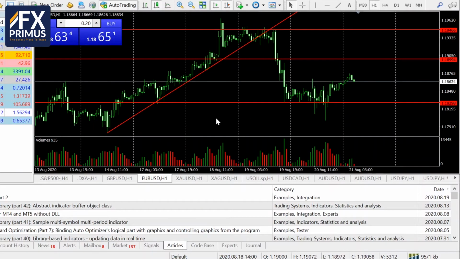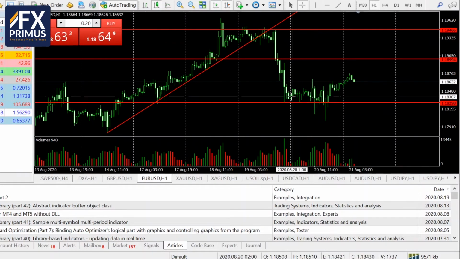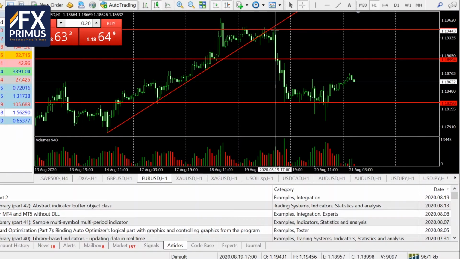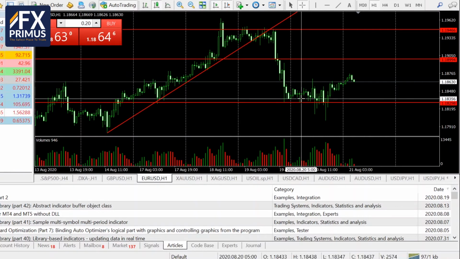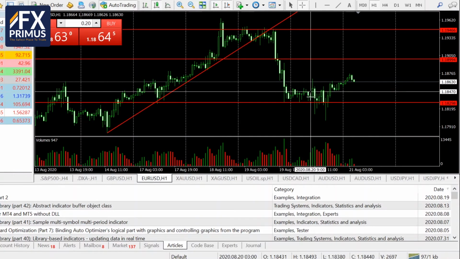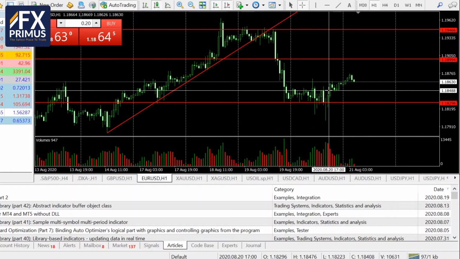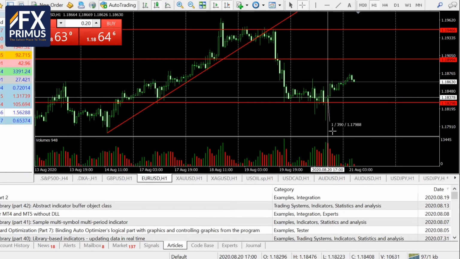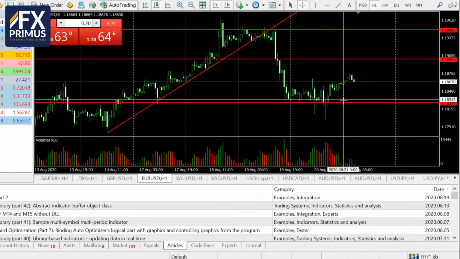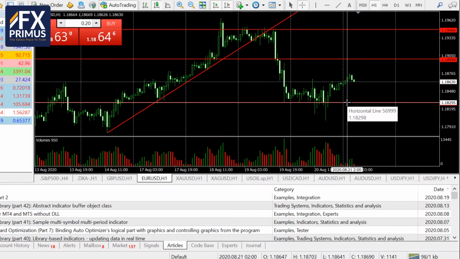Looking at the euro dollar now, the euro dollar was again mostly consolidating after Wednesday's major drop of about 115 pips, and on yesterday, Thursday, the euro dollar was mostly consolidating again and only started to move up at about 22:00 hours, 10 p.m.